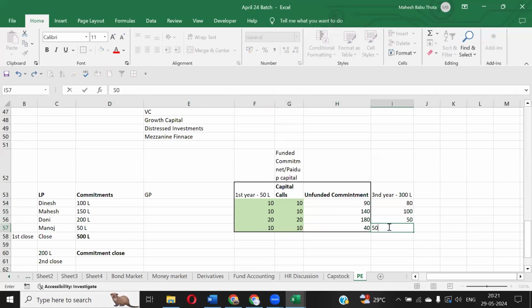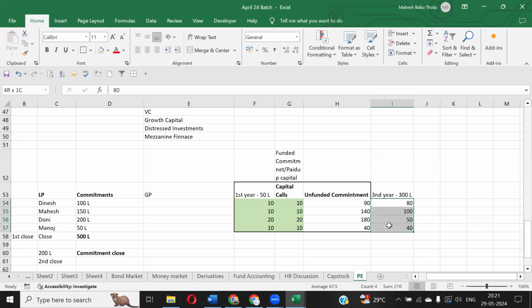Can I collect 50? How much can I collect from Manoj? 40 only. Maximum is 40 only. So in this case, can I collect 50? No, not possible. I can collect only 40. So let's assume I have collected 40 from Manoj.